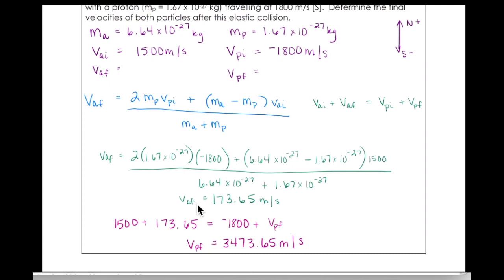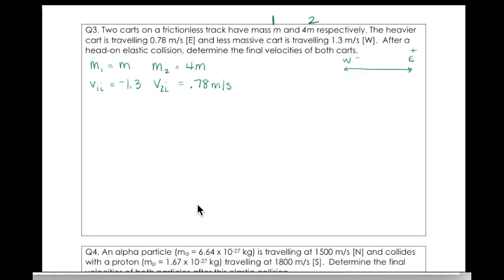If you had gone back and plugged in all the information to find the final velocity of the proton, you would have gotten the same answer. I do just want to talk about question 3. It says 2 carts on a frictionless track have a mass of m and 4m respectively. Here I've labeled this as my first object and this as my second object.